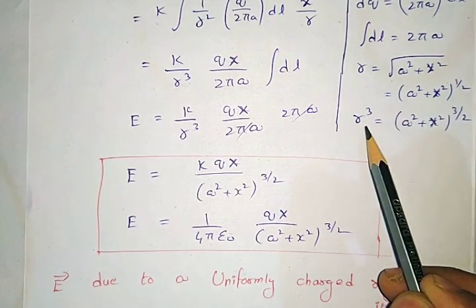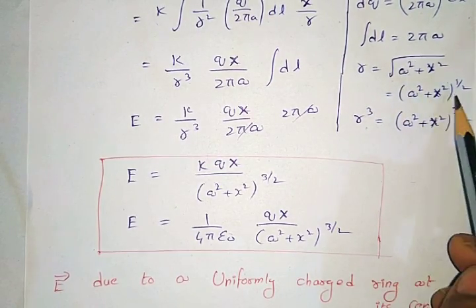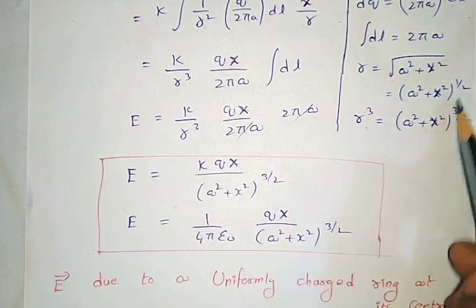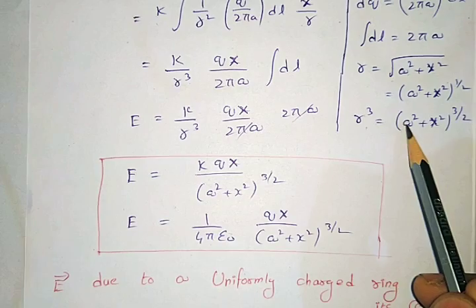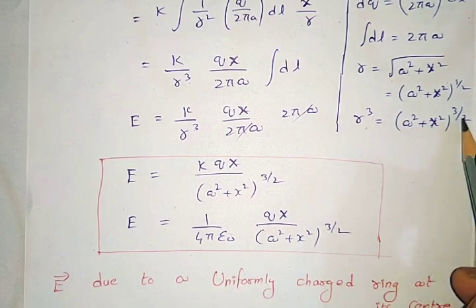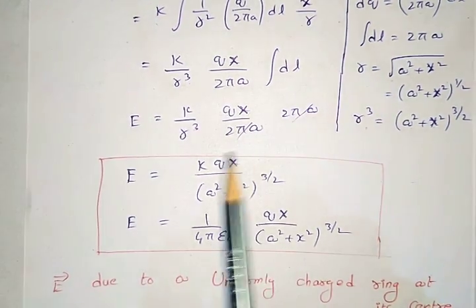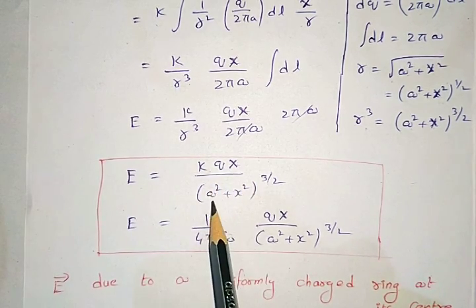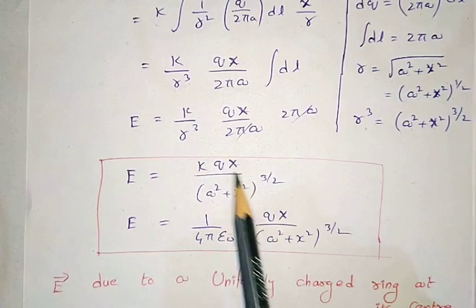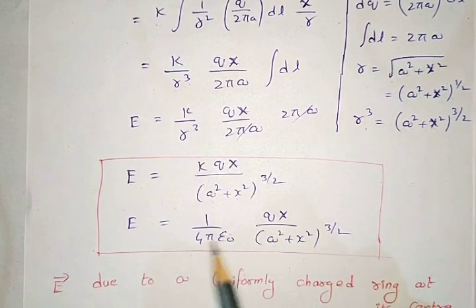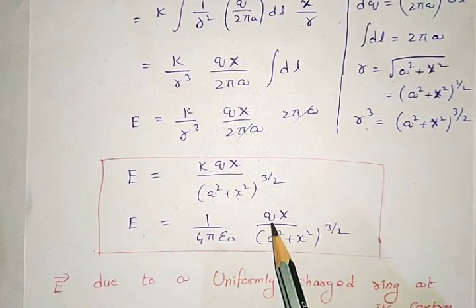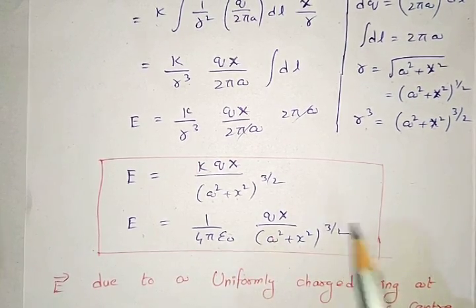r cube, where r is root of a square plus x square, which can be written as a square plus x square power 1 by 2. So cubing it, r cube will give the result a square plus x square power 3 by 2. So the overall result will be E is equal to kqx by a square plus x square power 3 by 2. If you substitute 1 by 4 pi epsilon naught in the place of k, the result will be E is equal to 1 by 4 pi epsilon naught qx by a square plus x square power 3 by 2.